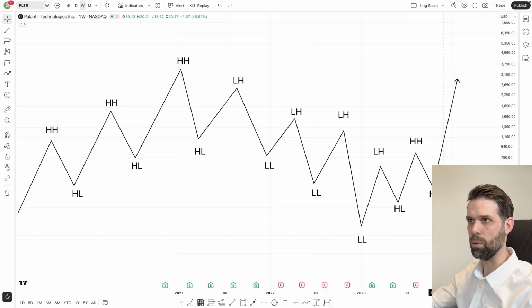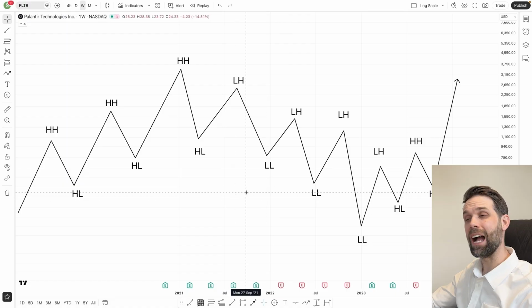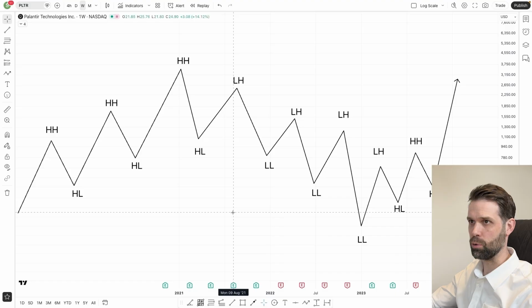In this video, we're going to cover a quick tutorial on breaks of structure and changes of character. So a BOS and a CHoCH. And what we're going to do is look at a diagram like this, but then we're going to transfer this to a real chart so we can see how it works on an actual price chart.